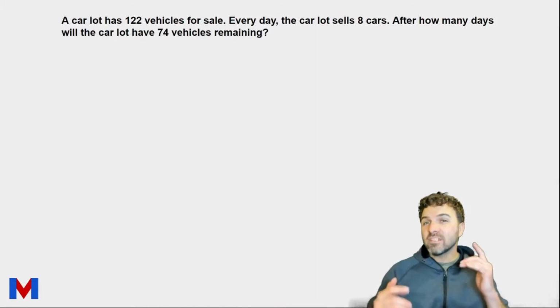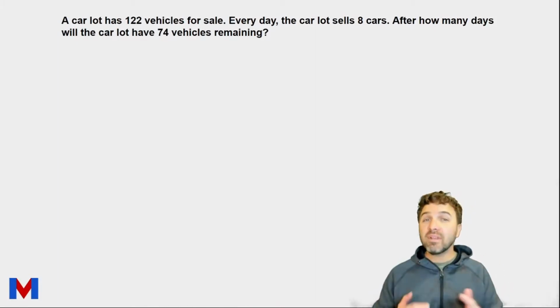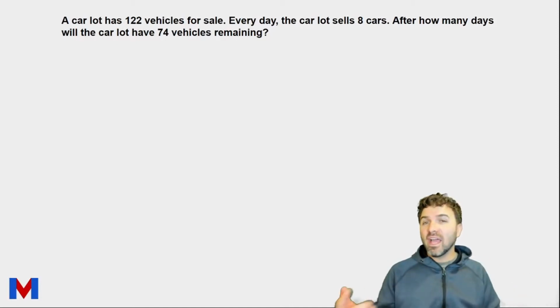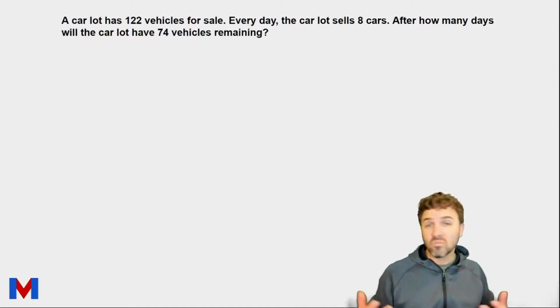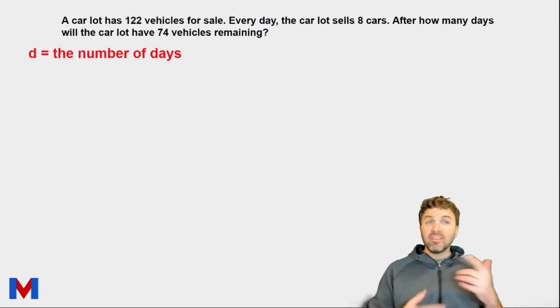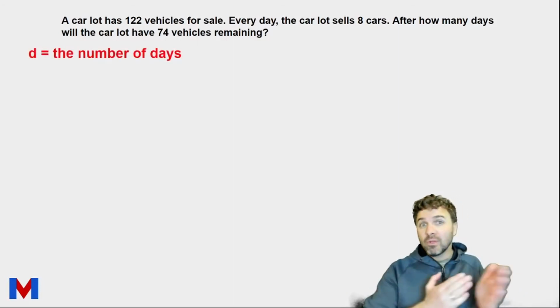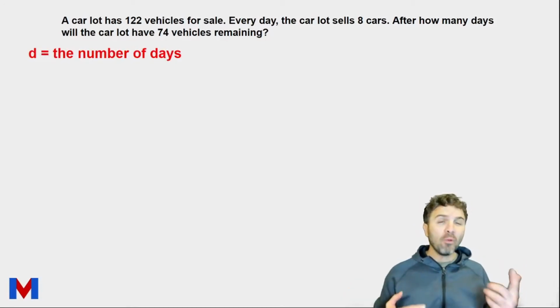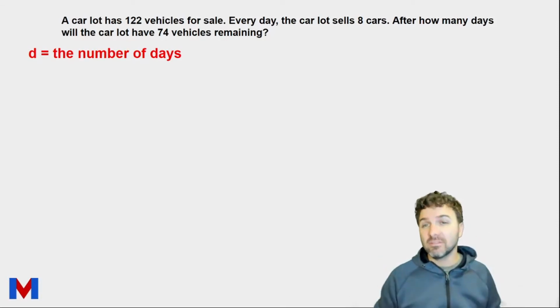Alright, we have a car lot that has 122 vehicles to sell. Every day, the car lot sells 8 cars. After how many days will the car lot have 74 vehicles remaining? Okay, what we're trying to figure out is the number of days. So let's use D for days. Or use N or L or J or K. It really doesn't matter. They all represent the same thing, which is the number of days.